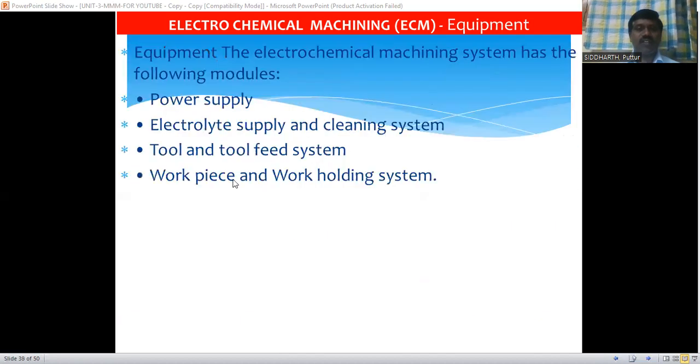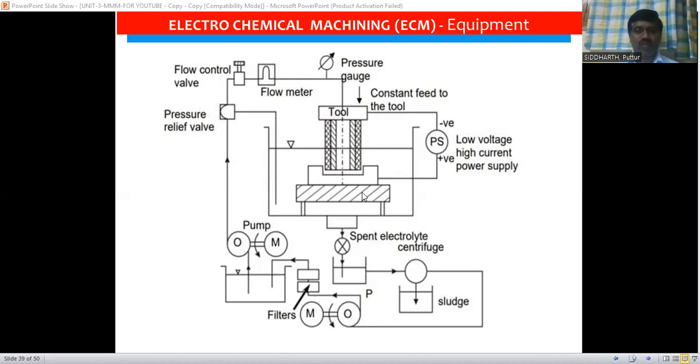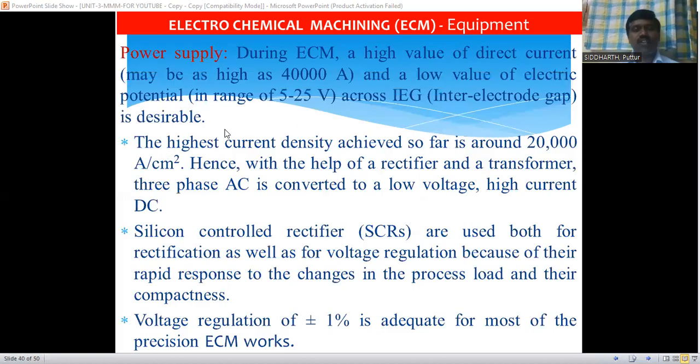And the next one is the workpiece and work holding system. This is the workpiece, and the workpiece has to be properly fixed on this work holding system. We will discuss that also. Now we'll discuss the power supply, and what exactly the power supply is that we use in this electrochemical machining process.